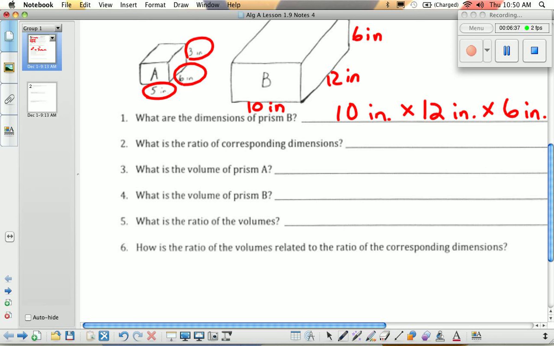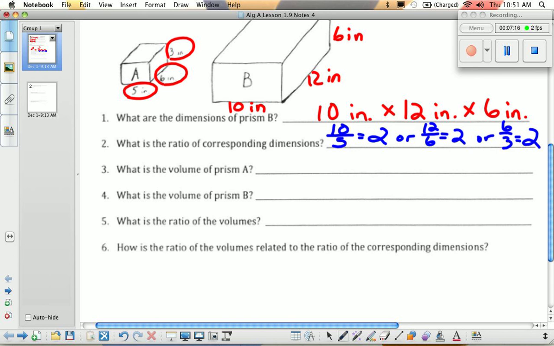Okay. Next question is, what's the ratio of corresponding dimensions? So 10 over 5, 12 over 6, and 6 over 3. The new one compared to the old. And 10 over 5 is equal to what? 2. Or we could compare 12 over 6, and that is 2. Or one more comparison we can make, 6 over 3, and that is 2.